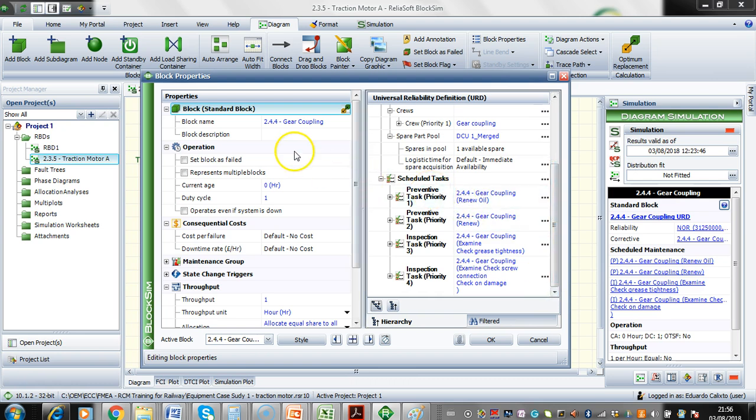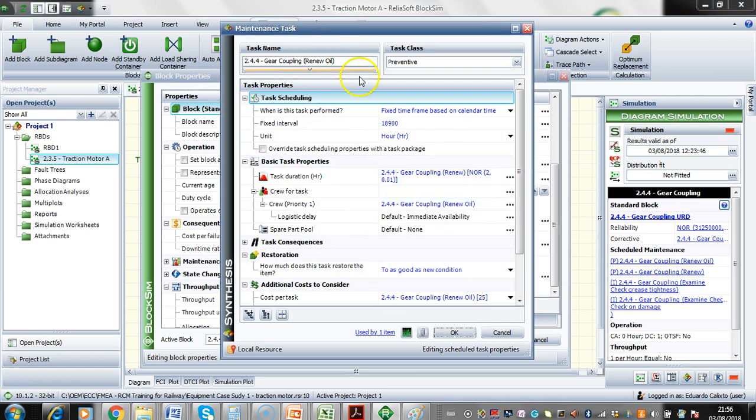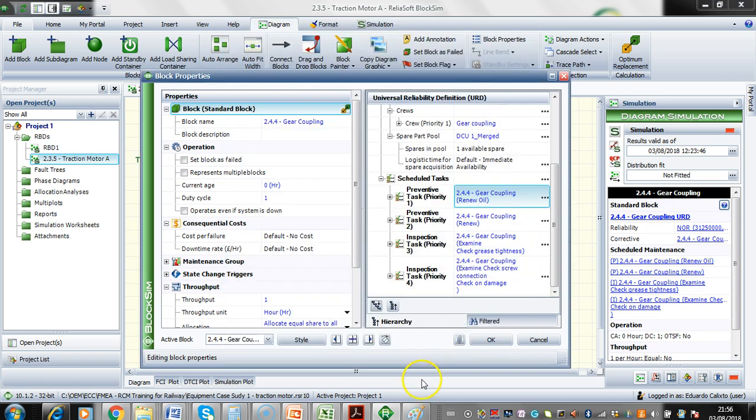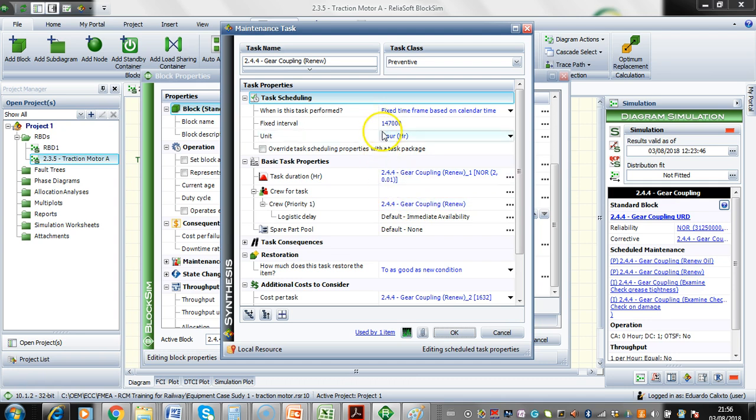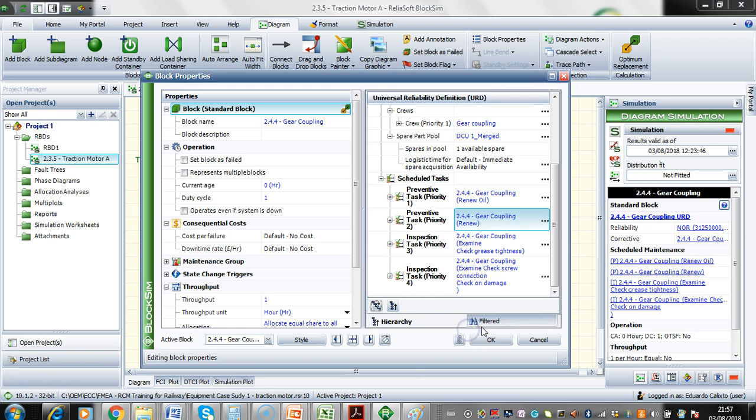The gear coupling has a lot of preventive maintenance. The first one is to renew the oil every 18,900 hours, so after the 14,700 hours that we planned. The second one is the renewal of the gear coupling, at 147,000 hours. It's around 20 years.